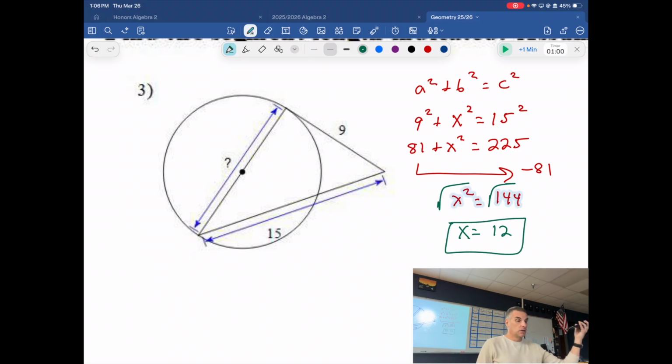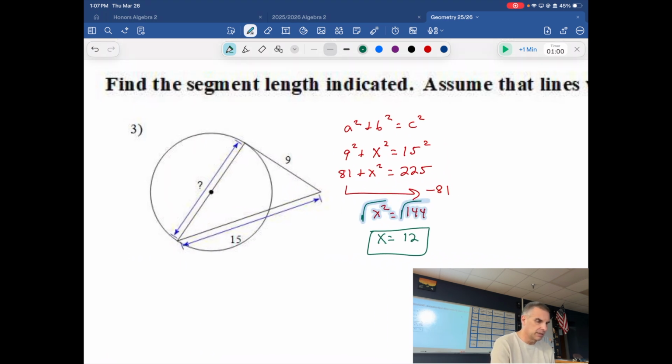And again, you could prove it. You could go 9 squared plus 12 squared, does that equal 15 squared? And you would find out that it did. So you can always check your answers with these as well. Okay. So this is the converse of it. Okay, so that one is pretty straightforward. The next one.